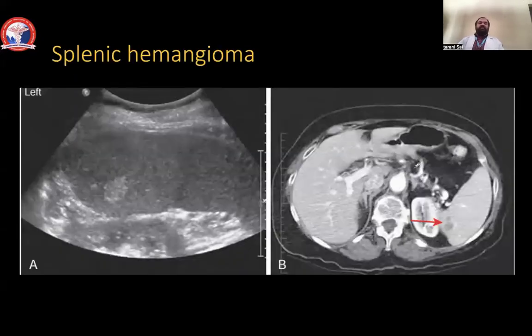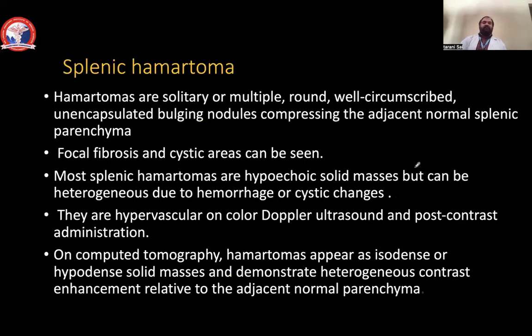Splenic hemangioma. We can see in this first image, which is a longitudinal ultrasound image, the enlarged spleen with a hyperechoic lesion in the inferior pole of the spleen. And the corresponding CT shows a discontinuous enhancement noted in the mass, which is seen in the ultrasound image. So this is a splenic hemangioma.